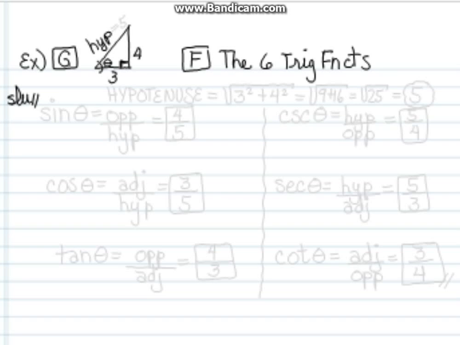Given the following right triangle, it has a 90-degree angle where the box is. It has a 3 on one of the legs. It has a length 4 on the other leg. And it has a hypotenuse, that's the side opposite the 90-degree angle. We're asked to find the 6 trigonometric functions.